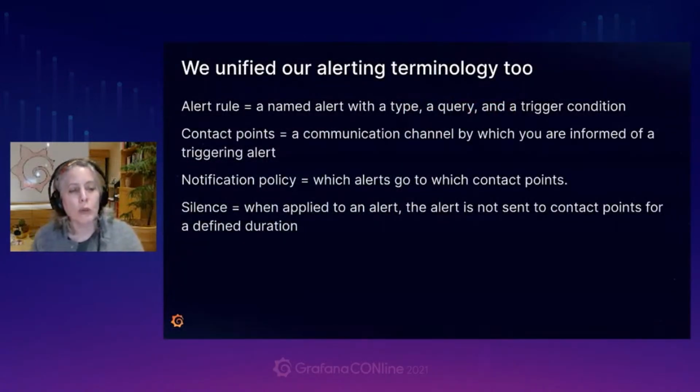So before I pass this off to Awana, let me go into some of the definitions so that you're not encountering this terminology for the first time. An alert rule is a named alert with a type and a query and a trigger condition. A contact point is basically a communication channel. This is like your telephone number in a phone book. It's where you're informed when an alert is triggered. So this might be the Slack channel that your SREs are all subscribed to, or it might be an email address. The notification policy will tell you which alerts go to which contact points.